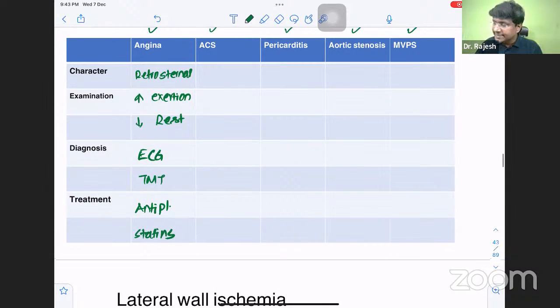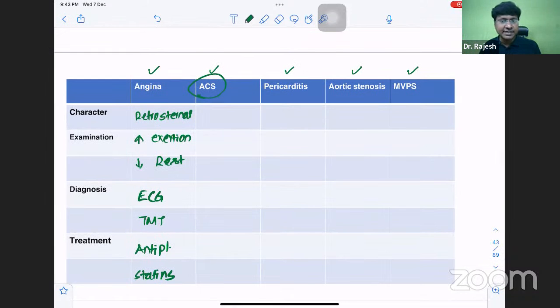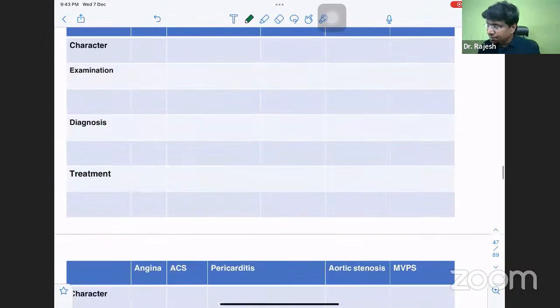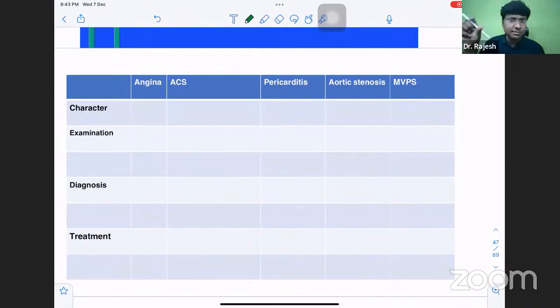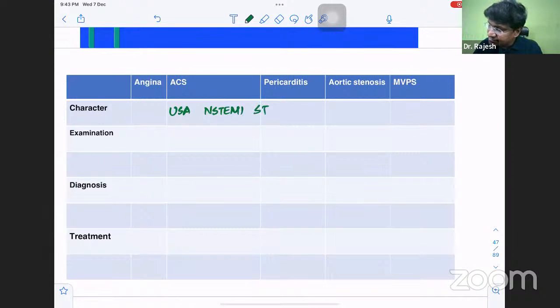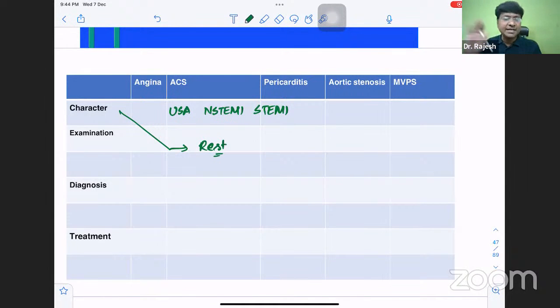Then the next important cardiac emergency that can present with chest pain is ACS, that is, acute coronary syndrome. What are the conditions which come under acute coronary syndrome? Unstable angina, non-ST segment elevation MI, as well as ST segment elevation MI, right? And what will be the character of the pain? It is not pain which increases on exertion. The chest pain in case of acute coronary syndrome is present at rest, and as time progresses, the pain increases.